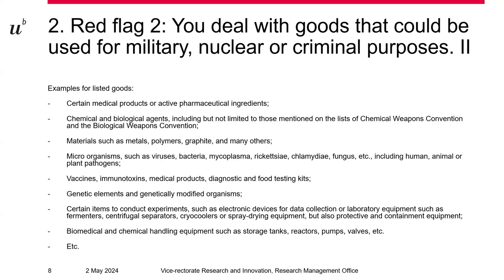Here, I just listed a few examples of goods that are listed on the dual use goods list, just to give you an idea what kind of topics we would be talking about. These all could be relevant for those of you who work in the natural sciences. So beware that, for instance, there are also viruses, bacteria, or certain animal or plant pathogens listed. And I think many of our researchers work with these things.